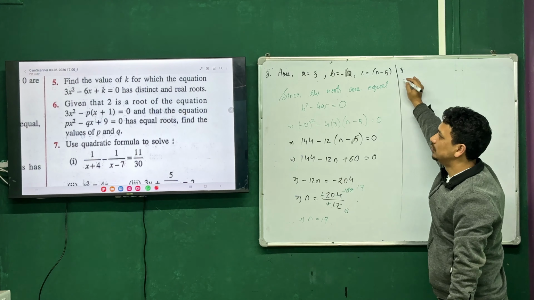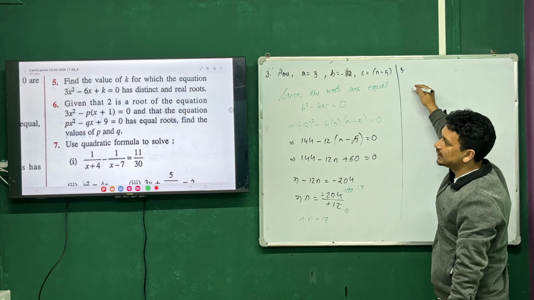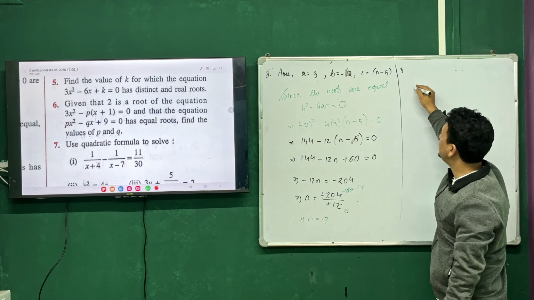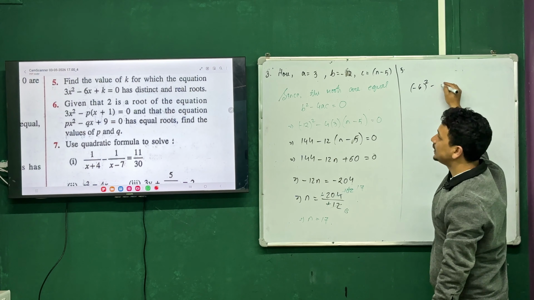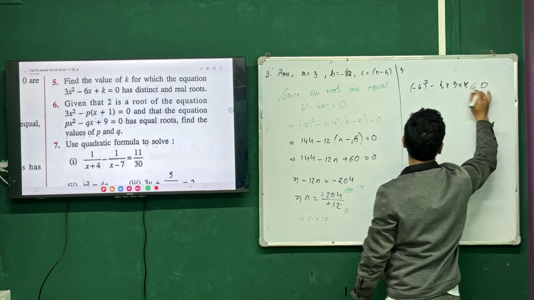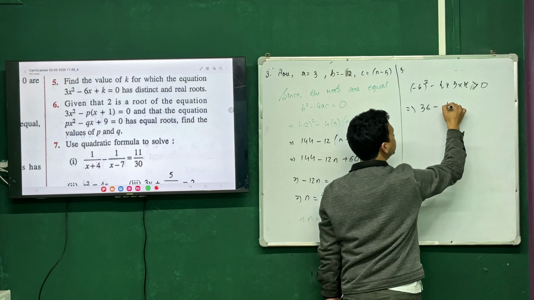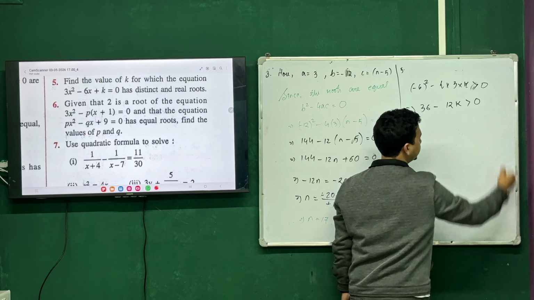Okay, so let's see this. What do we have? I think you got the first part. Everyone got the first part. So what is b here? B square minus 4ac is greater than 0, right? So then you've got this 36 minus 4 3s are 12k greater than 0.